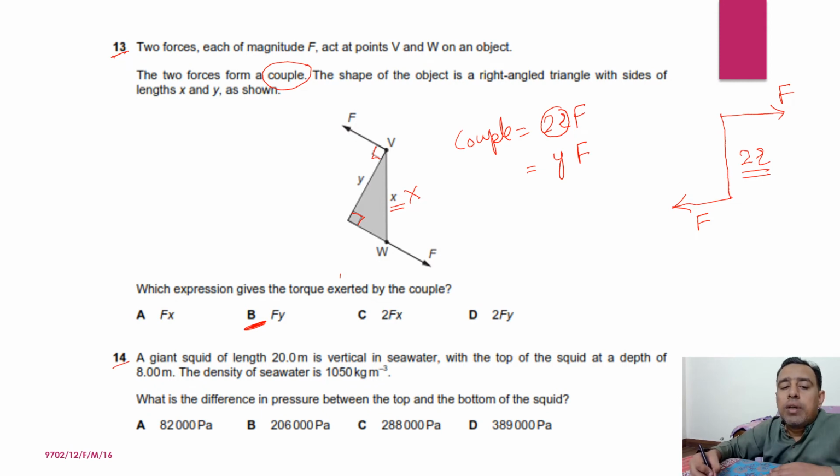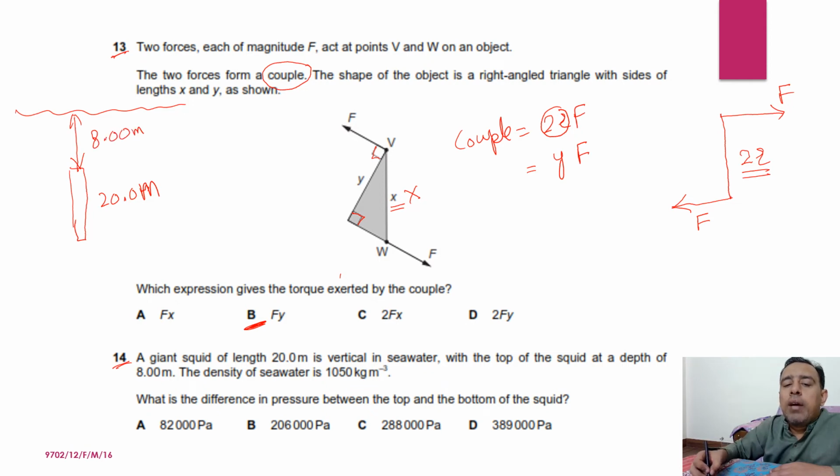In question number 14, a giant squid of length 20 meter in vertical seawater, means we have this 20 meter of length and there is seawater here. This is 20 meter in fact, and this distance is given, that is 8. Yes, it is 8 meter.